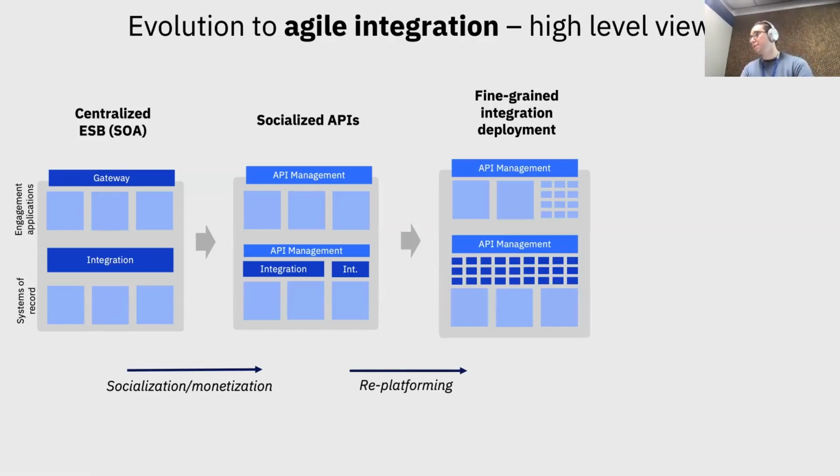Then, moving further forwards on the journey, we start to see more of a breaking down of that integration layer into more microservice type applications. If you're thinking in terms of something like integration bus, you could have a broker with many integration servers on it. Moving to this fine-grained integration deployment, you might use App Connect Enterprise and containers, and have a more microservice-like integration pattern, still fronted by API management in front of that integration layer.